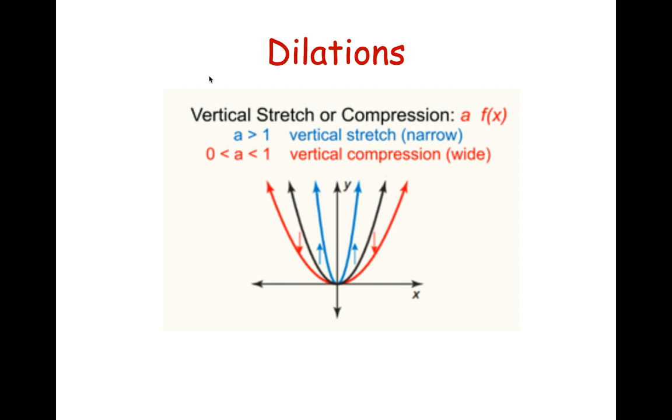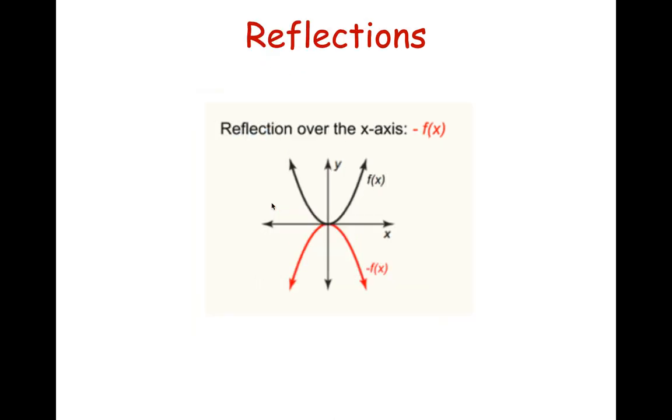All right, so multiplying it by a value is either going to make it narrow or wide. So the larger the number, the narrower the graph is going to get, and the smaller the value, the wider the graph will be. And then lastly, we have a reflection. Simply, if we put a negative value in front of our function, it is going to reflect over the x-axis, and instead of opening up, your parabola will open down.